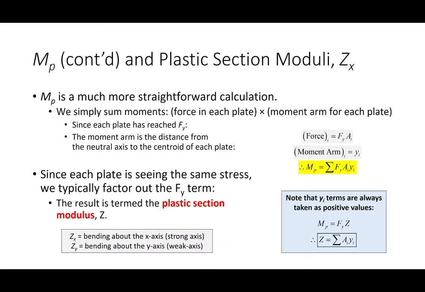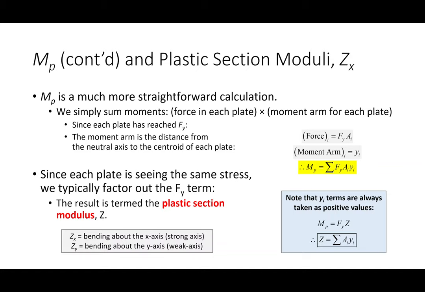So what we're essentially saying is that the entire cross-section has achieved a uniform stress. That uniform stress is Fy, okay? So for each element in the cross-section, we'll say, okay, if the stress is uniform, then the stress times the area will give us the force in every element of the cross-section, right? So I can get the force in the top flange, the force in the bottom flange, etc.